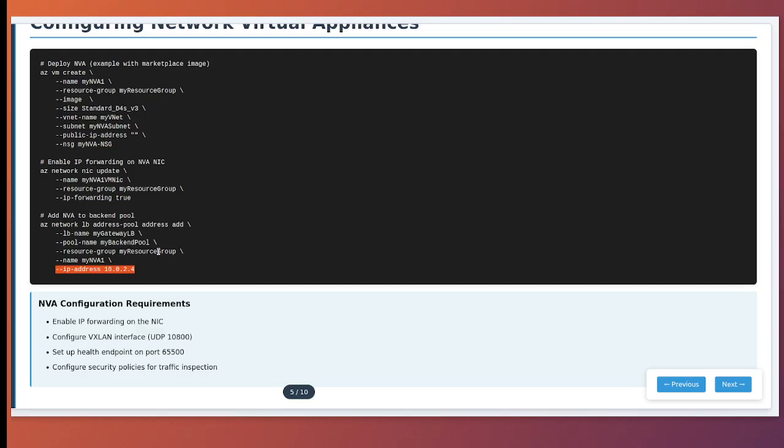For production deployments, you will want multiple NVAs for high availability. Simply repeat the deployment process and add each instance to the backend pool. The GWLB will automatically distribute traffic among all healthy instances.